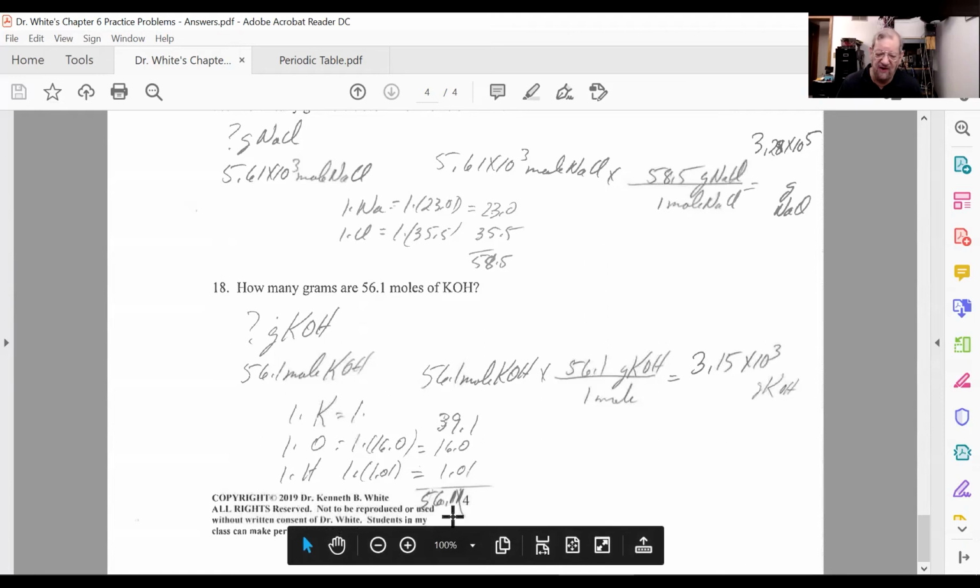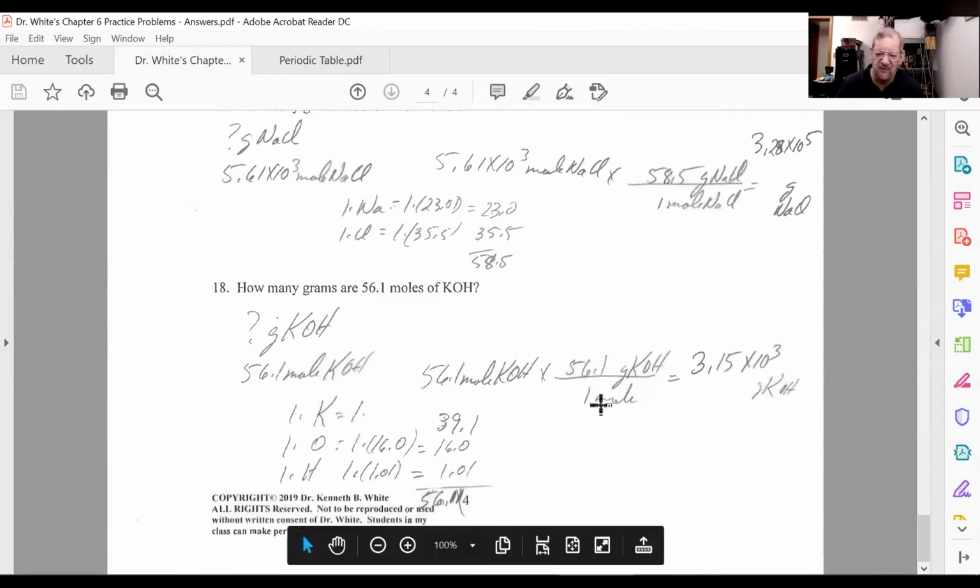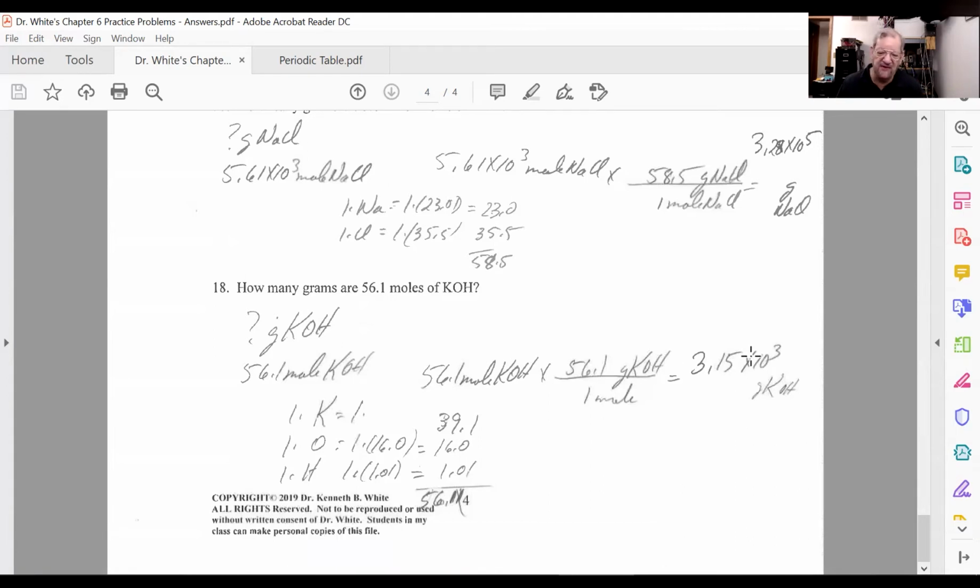How do you round this off to 1 past the decimal? Keep the 1, second 1 I used to round off. Oh, look, it's 4 or less. Yes, it is. And therefore you drop it, and it's 56.1, 3 significant figures. And I use scientific notation. If you didn't, you could have written it out, but I would rather you do it this way because there's less chance you make a mistake. But it's 3.15 times 10 to the third grams of KOH.